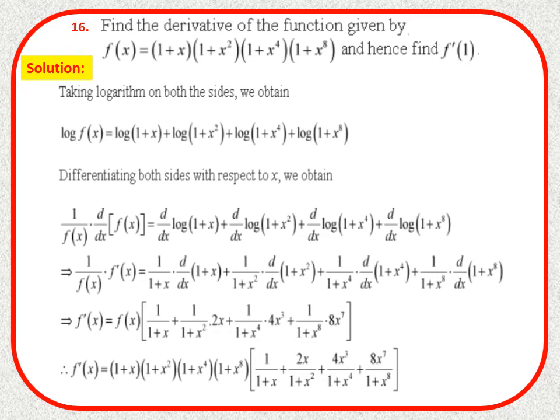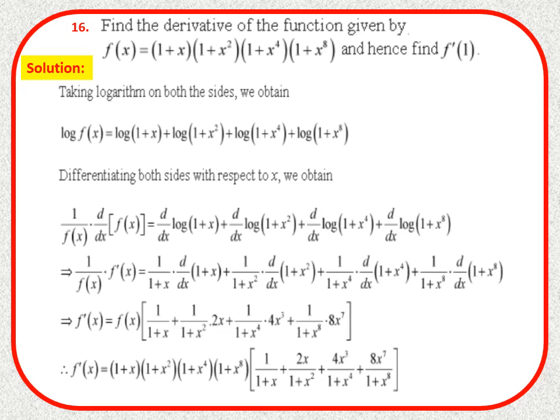So simply taking log on both sides, you will get log of f(x) equals log (1 plus x) plus log (1 plus x square) plus log (1 plus x power 4) plus log (1 plus x power 8). Now differentiate with respect to x. We get 1 upon f(x) times the differentiation of f(x). And in the RHS we have all the terms as log. So first differentiate the log, then differentiate the bracket term.